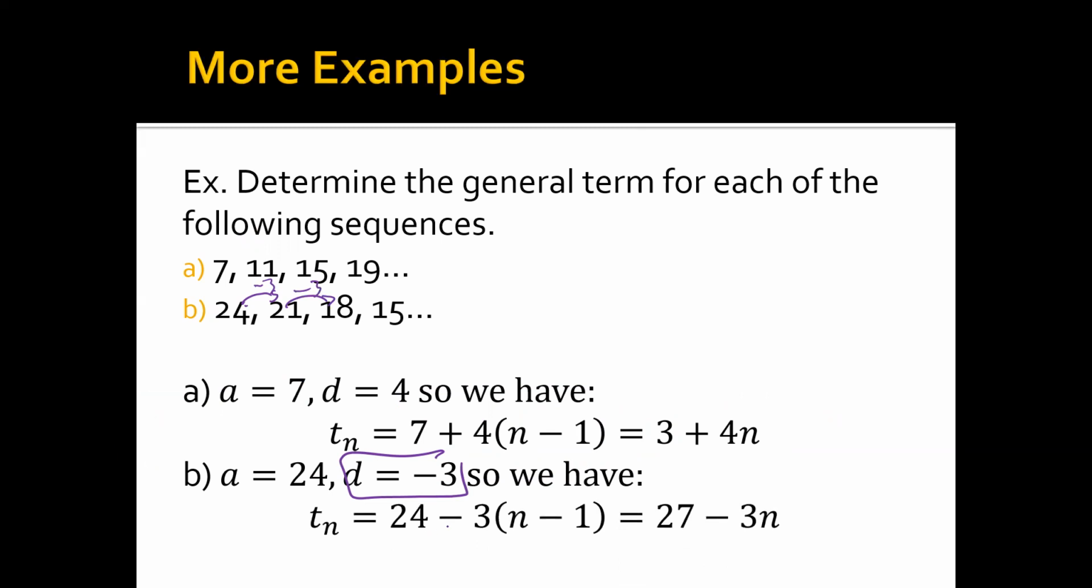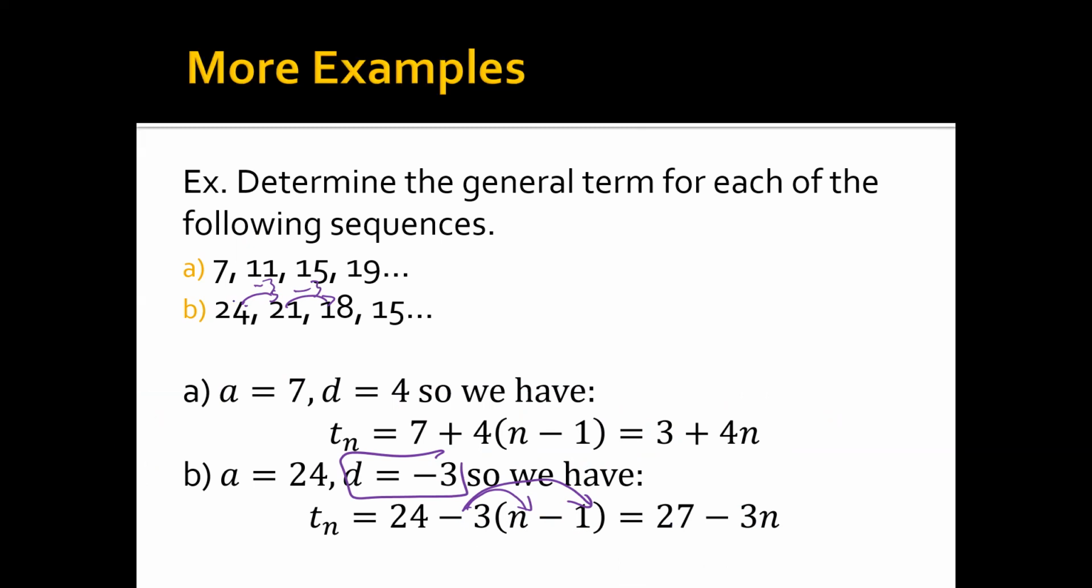So when we do this, we end up writing 24 minus 3 times n minus 1. And again, we expand this out. -3 times n is -3n, and then -3 times -1 is +3, and of course, 24 plus 3 is 27. So we end up at 27 minus 3n.